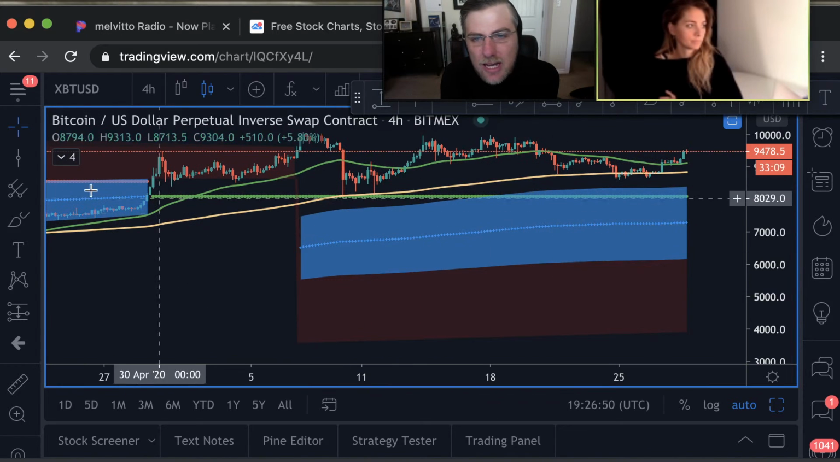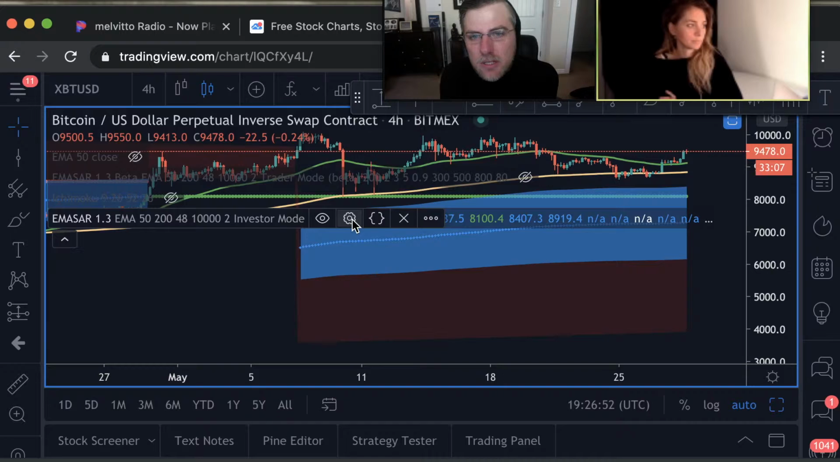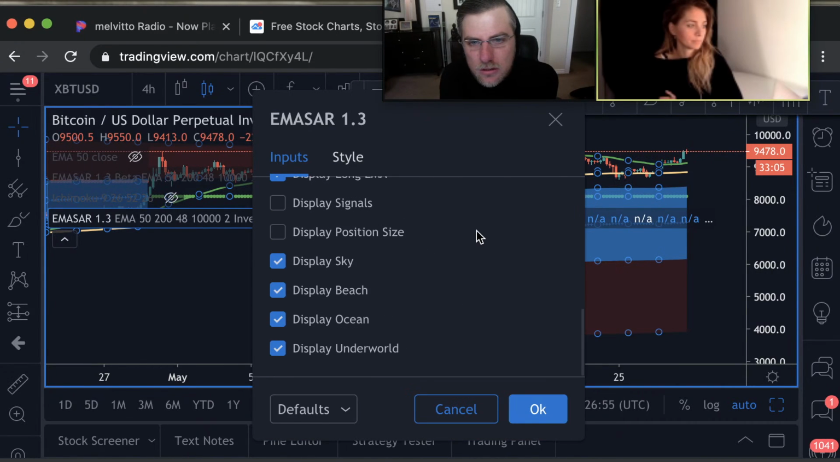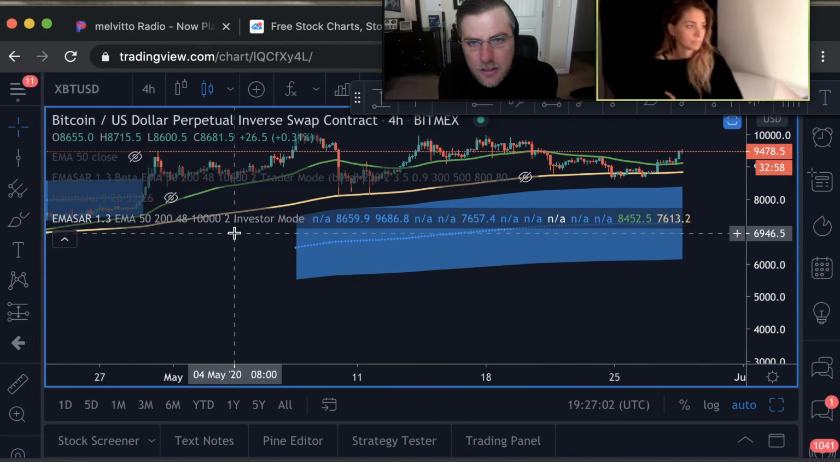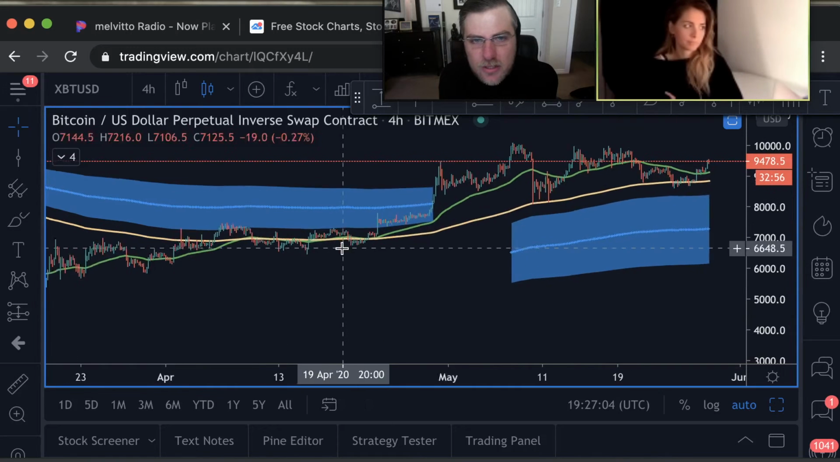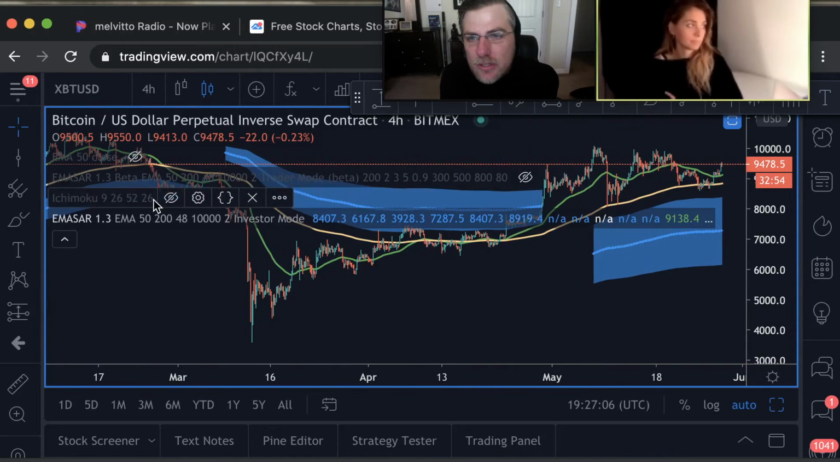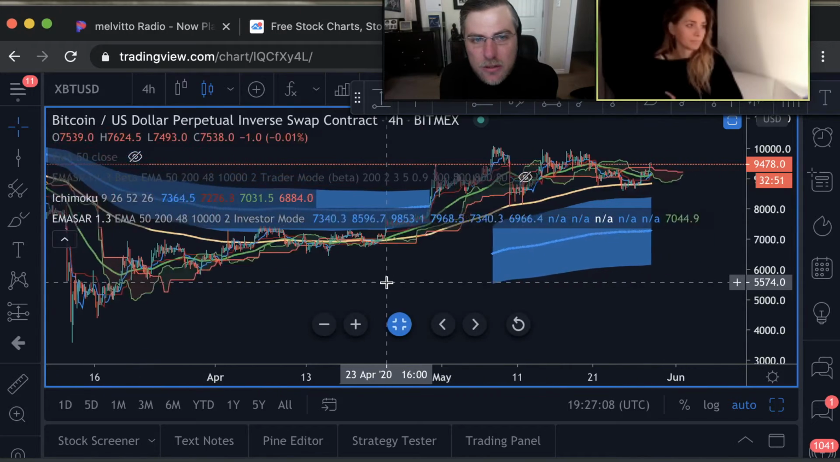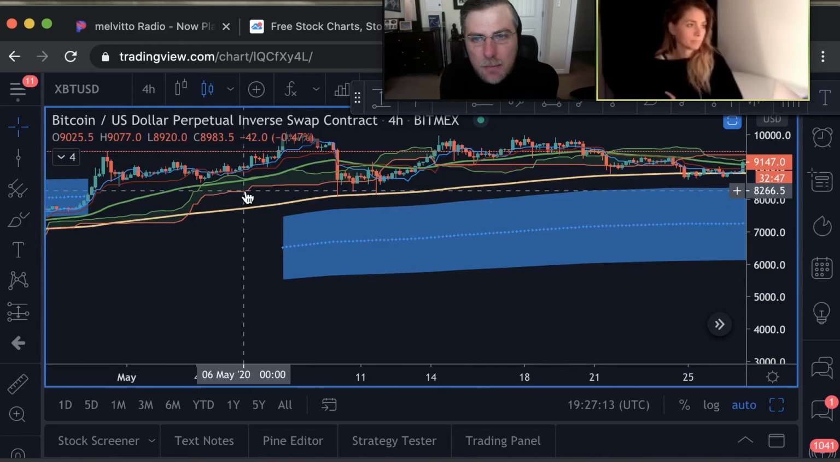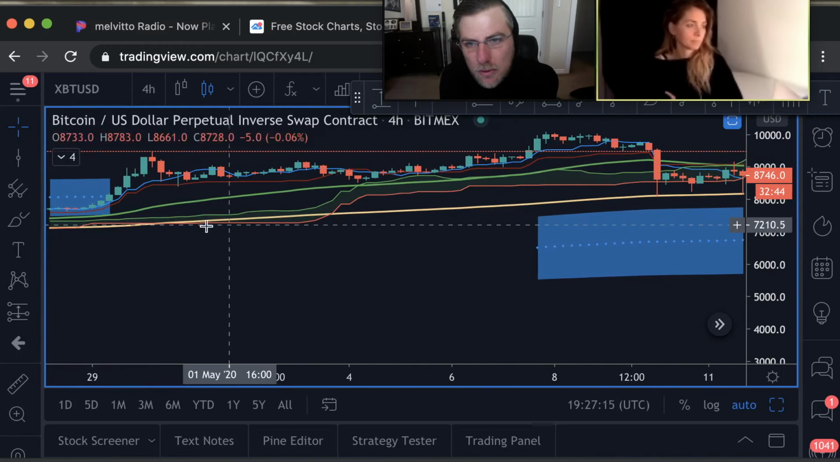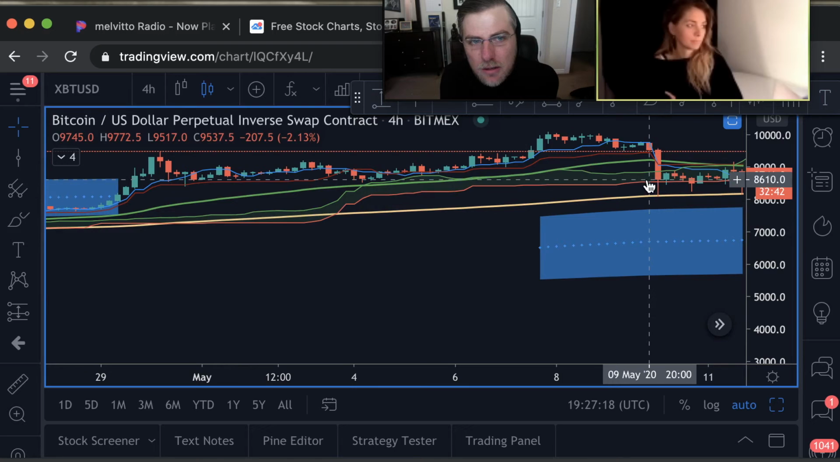So when we're looking at this ocean, and let me just make it a little bit easier to see exactly what I want you guys to look at. This is kind of a similar characteristic to the cloud, in terms of the cloud is going to be in bull trends below the price, and potentially a good area to enter or to expect a bounce from.